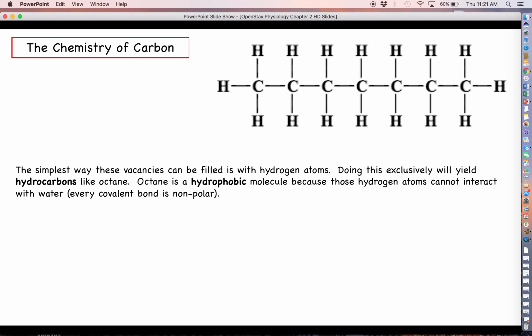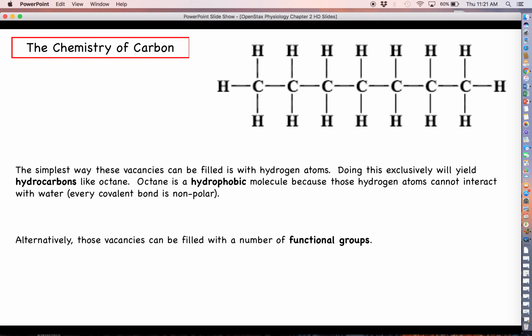If we were looking at octane, which it would be if it just had one more carbon and two more hydrogens, something like octane is extremely hydrophobic because there is nothing about this molecule that water is going to care much for. There are no electrical charges, there's no polarity, there's nothing that water is going to like to bind to. So this is an extremely hydrophobic molecule. It's going to want nothing to do with water.